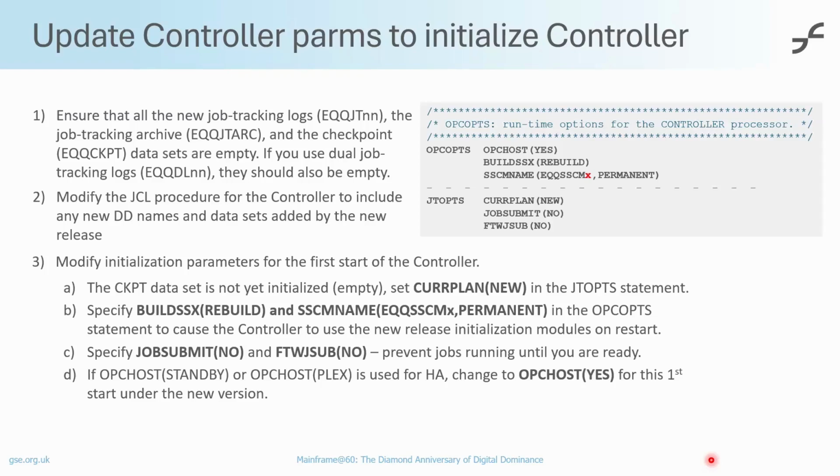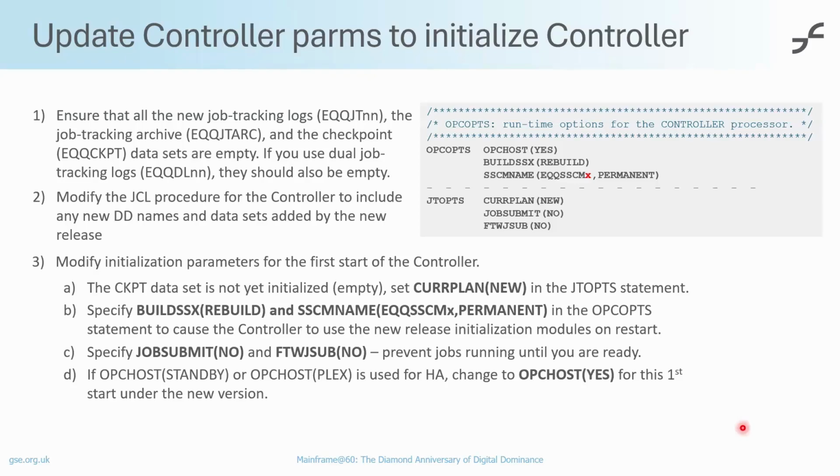And the parameters for the next startup should be prepared in advance as well. And what you have to change there. Okay, so the checkpoint dataset is not yet initialized, it's empty. So you need to set CURRPLAN(NEW) in the JTOPTS. You need to specify the BUILDSSX and SSCMNAME parameters in the OPCOPTS. X, again, stands for the release suffix. That is M for 9.3, N for 9.5, O for 10.1, and P for 10.2.